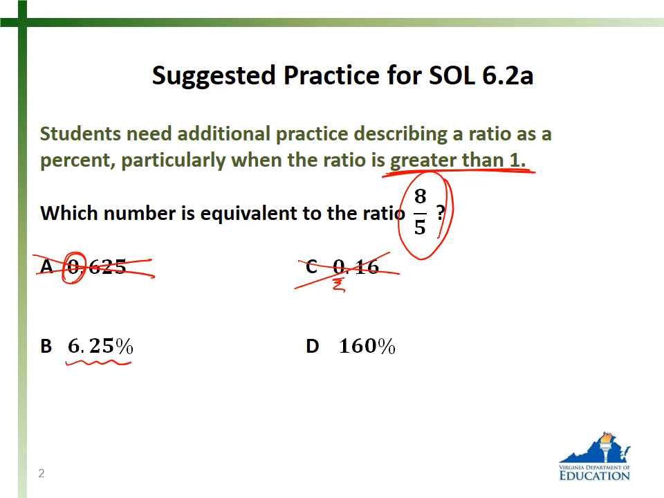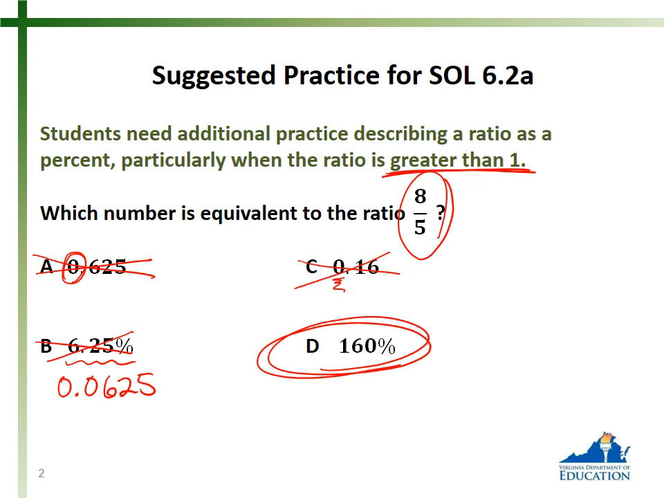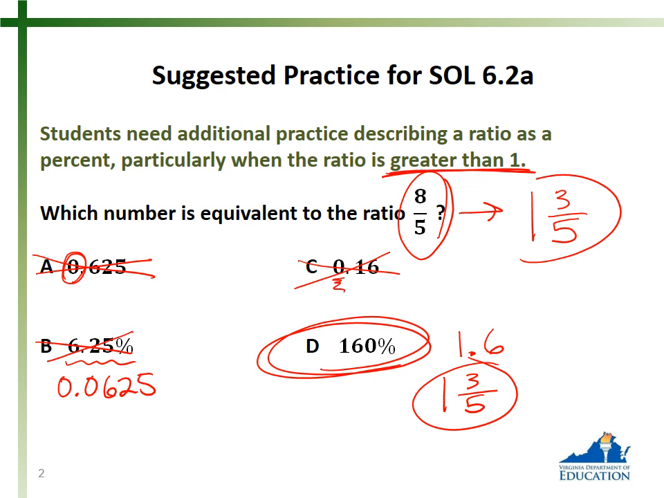And then you have 6.25%. That's the same as the decimal 0.0625. And so we know that that is not even close, and so we're left with one number, which is 160%. This number is actually bigger than 1. If we wrote 160% as a decimal, it'd be 1.6. We can also write this as a fraction 1 3/5, which is the same as writing 8/5. If I was going to write that as a mixed number, I can write that as 1 3/5, and so we can see a match right there.